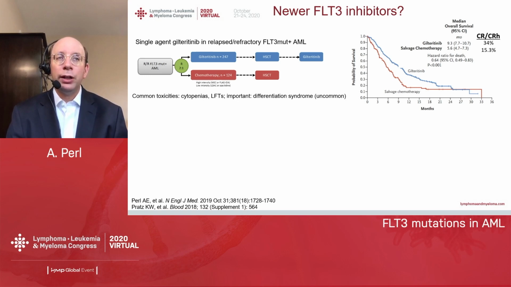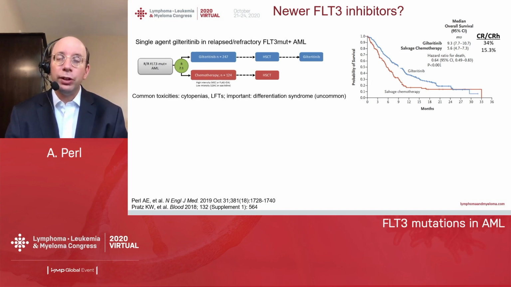And that was proven from a study, a worldwide phase 3 trial called ADMIRAL, that randomized about 350 patients with first relapse or primary refractory FLT3 mutated AML to either single agent gilteritinib or the investigator's choice of salvage chemotherapy. Patients in the gilteritinib arm who went to transplant could restart gilteritinib after transplant, and there was no crossover on the study. On this study, the response rates in terms of CR and CRh were about twice as high on the gilteritinib arm, and the survival was 9.3 months versus 5.6 months, so statistically significantly improved with gilteritinib.